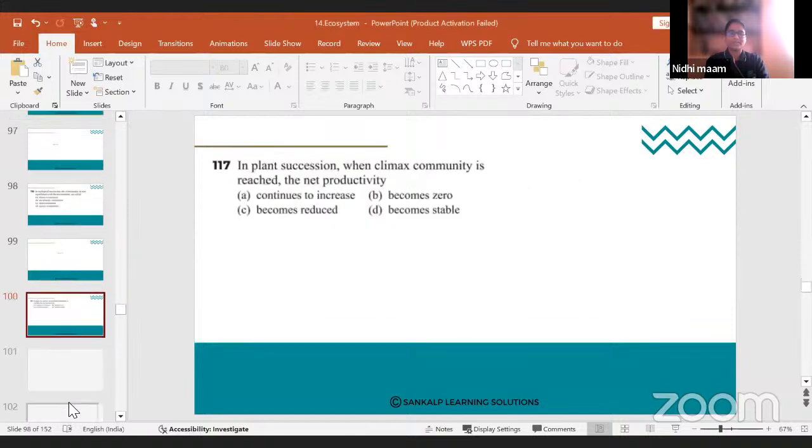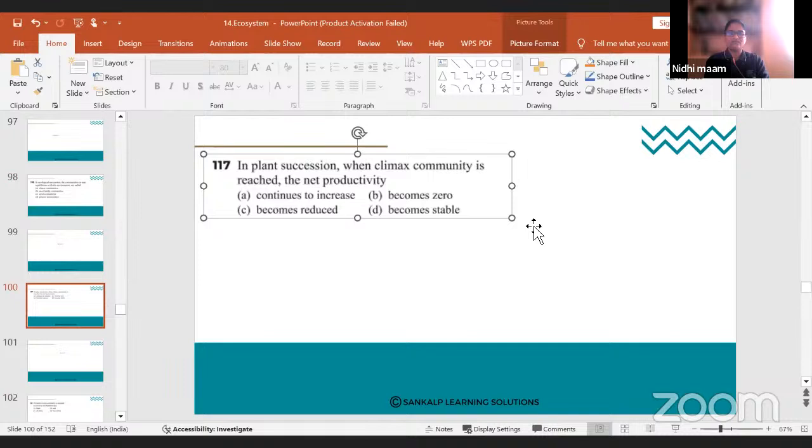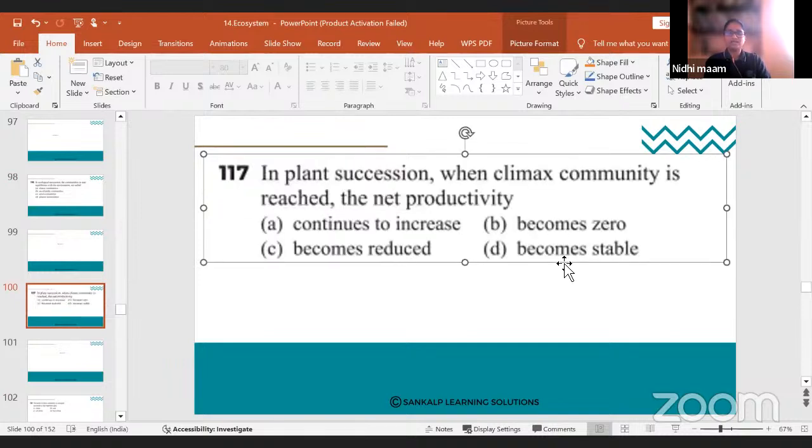Next question. In a plant succession, when climax community is reached, what will happen to the net productivity? Continues to rise, becomes zero, becomes reduced, becomes stable.